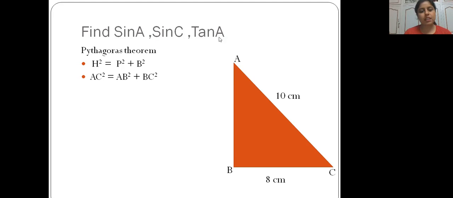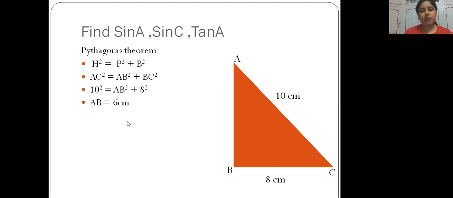Here AB and BC are interchangeable. You can put BC square plus AB square, that is also correct. So by putting the value of these AC and BC, that is 10 centimeter and 8 centimeter, and by solving this equation, you can calculate the value of AB. That is, we get the value of AB is 6 centimeter.